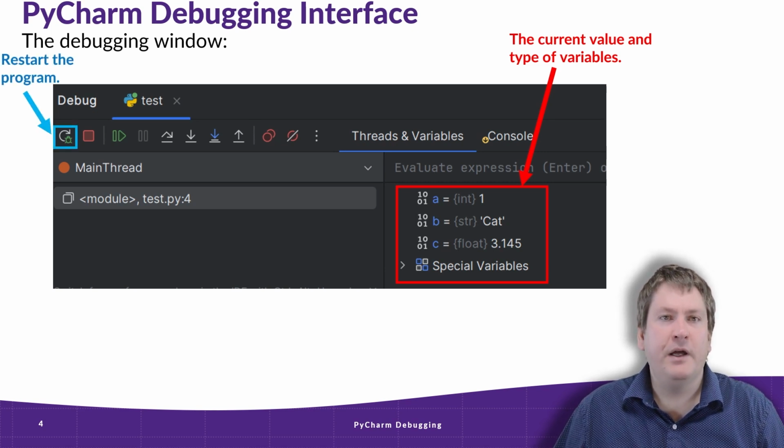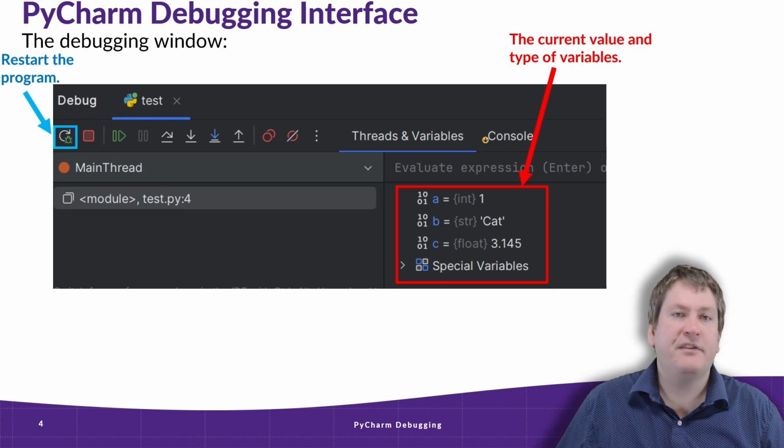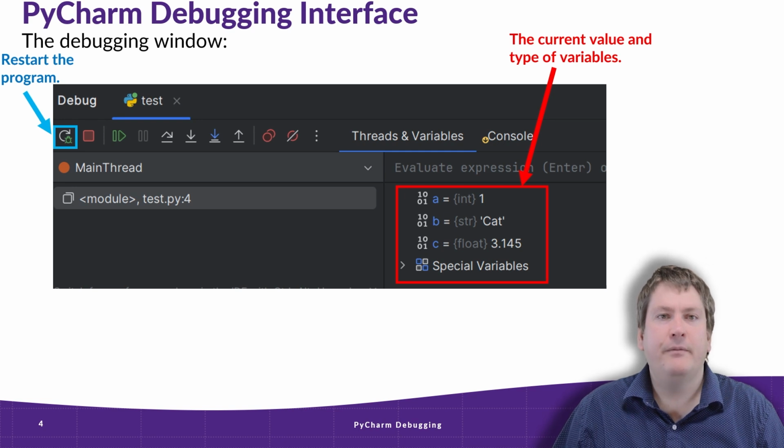Next up is this button to restart the program. This works just like the restart button when we're normally running. It causes the whole program to stop and then restart from the beginning. We also have the stop button, just like we would when we're normally running our program, and it does the same thing. It stops the program and then it ends our debugging session.